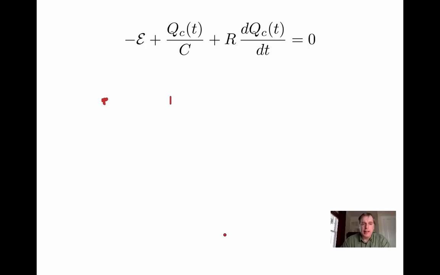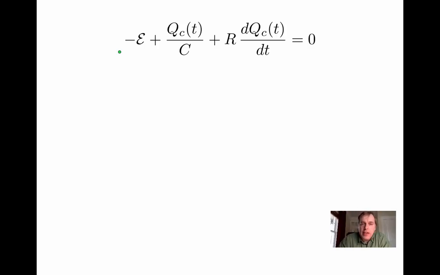Okay, so now that we have that, we have this equation here. All I did was replace I of t by dQC/dt. Now we have a differential equation for what? For the function QC of t. So we have to solve this differential equation.